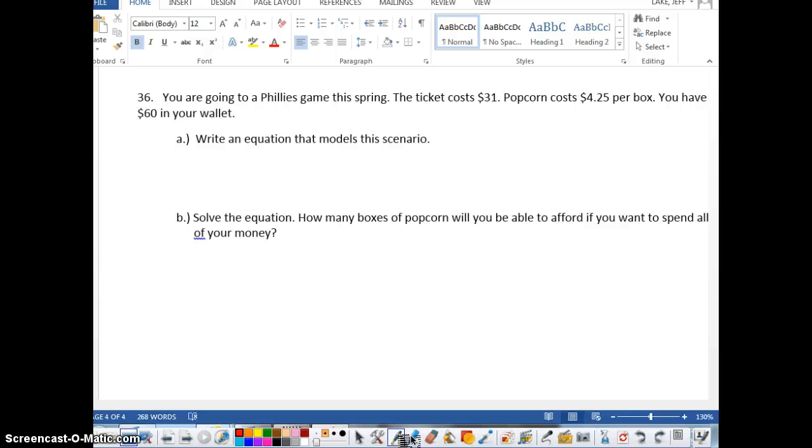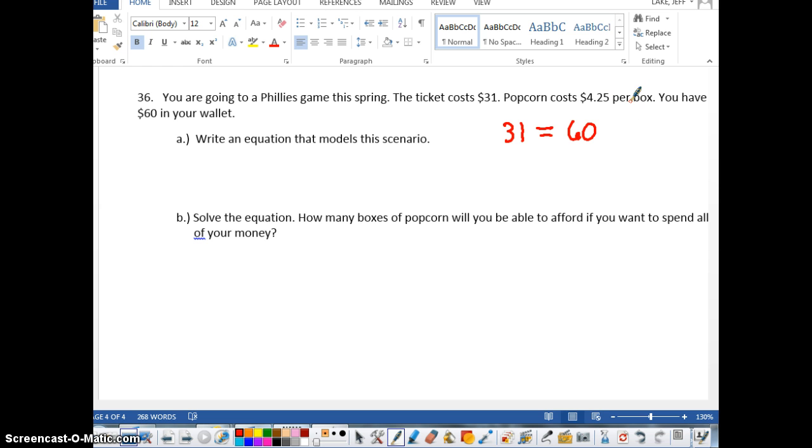All right, so when we go through and we do this, we have to remember we have to spend $31 on the ticket. Okay, so you have $60 total to spend. So whatever it is we're going to spend here, we're going to have $60. Okay, $31 for my tickets. That's one ticket that I'm going to buy, so that's going to be $31. I have to account for that. All right, and then I have $4.25 per box. We've talked about this. Per means multiplication.